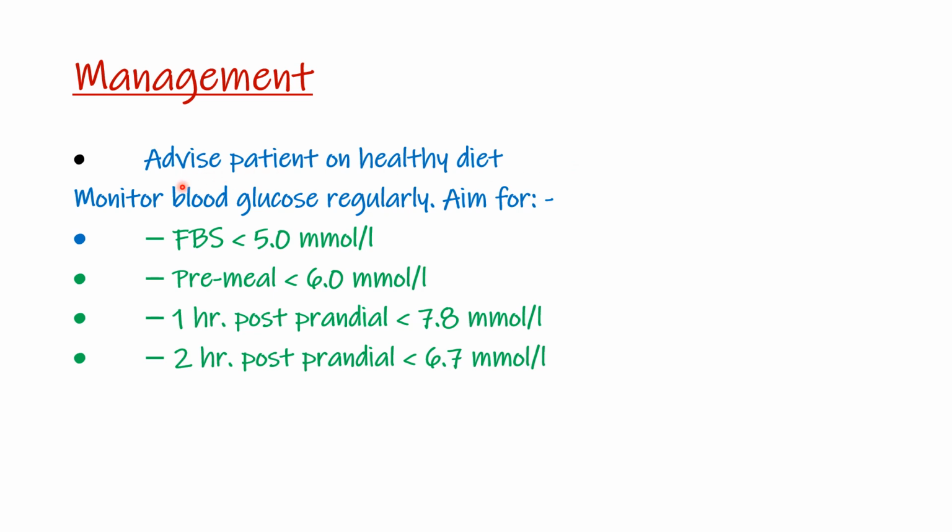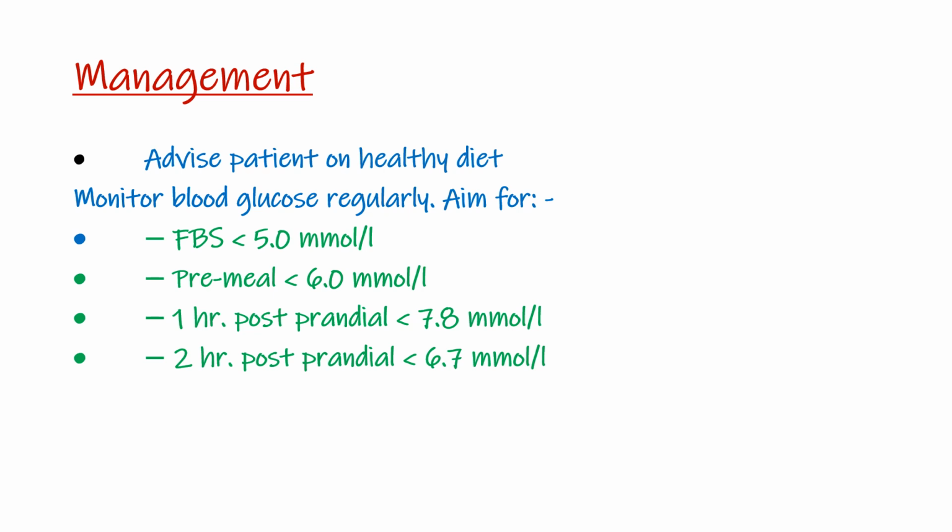As much as we are advising the patient to live healthily, we need to monitor blood glucose regularly and aim. So our fasting blood glucose should be less than 5, pre-meals less than 6, 1 hour postprandial less than 7.8, and 2 hours postprandial less than 6.7. This is very key, because you don't just say this is our target and do nothing about it. You tell the patient you will be measuring your home glucose on these days and at these times per day, and when you come to clinic you bring the paper, and then we look: have you improved? What can we do?